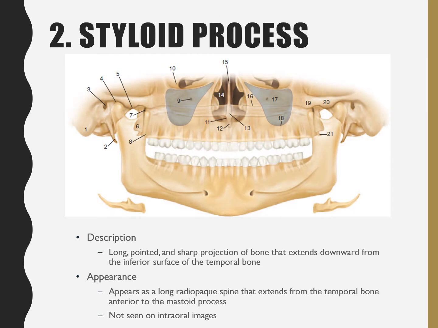Number two on this image is the styloid process, this thing right here. It is a long, pointed, and sharp projection of bone that extends downward from the inferior surface of the temporal bone. So the styloid process is on the temporal bone. It appears as a long radiopaque or white spine that extends from the temporal bone anterior to the mastoid process. So we've got the mastoid process here, and then as we move anterior toward the front of the face, we see this little styloid process or pen-like projection as it comes forward.